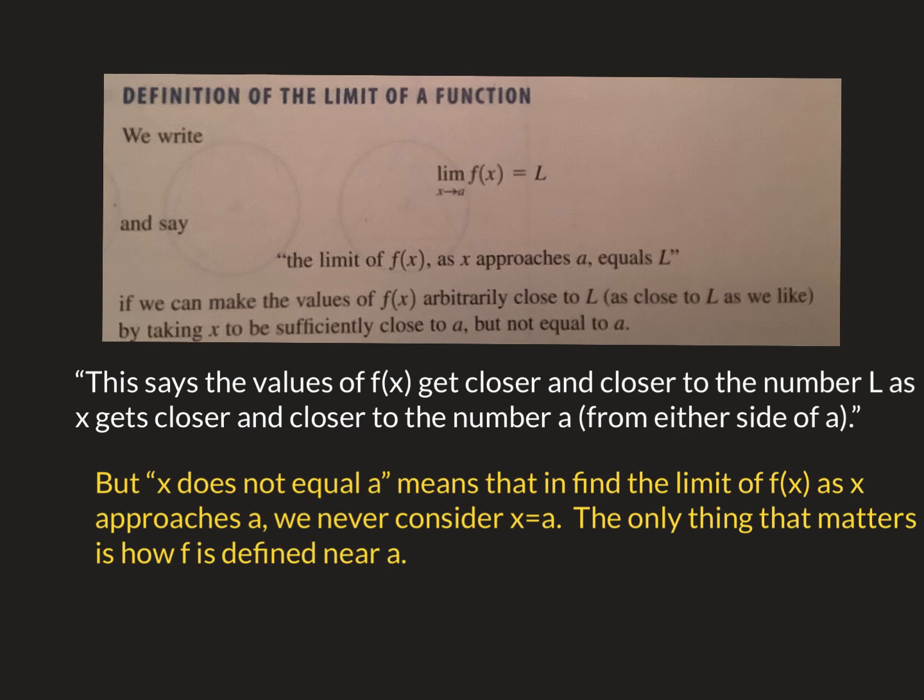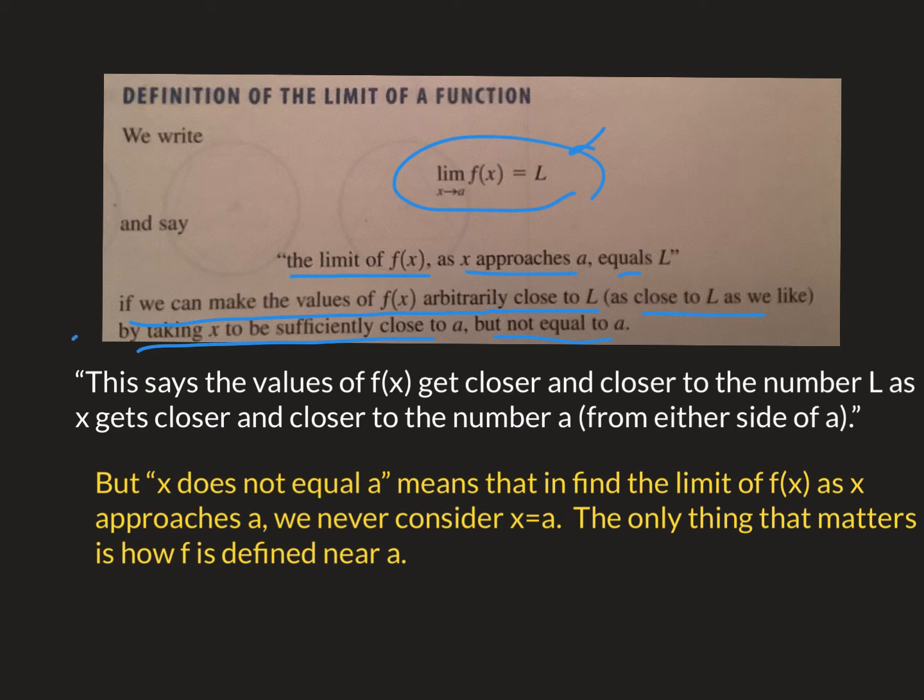Okay, true definition. Here's how we're going to write it, by the way. We're going to say the limit of f of x, the function, as x approaches a, whatever number x is approaching, is going to equal L. Read it like this: the limit of f of x as x approaches a equals L. If we can make the values of f of x as close to L as we like, by taking x close to a, but not equal to a, it's key. You cannot use x equal to a in there.